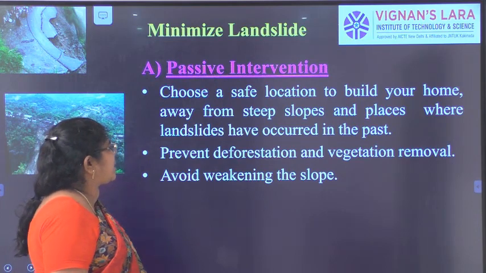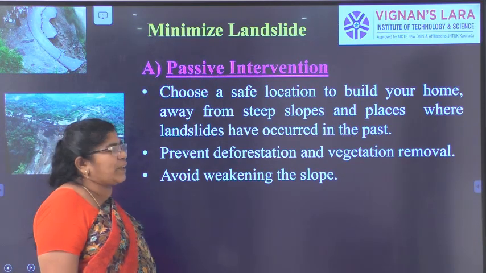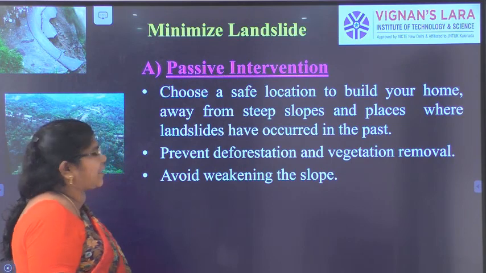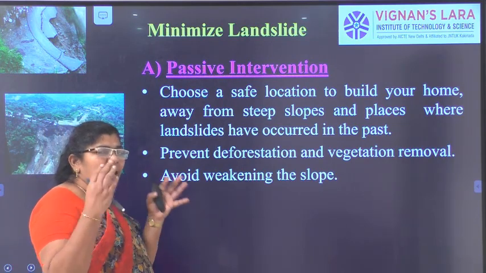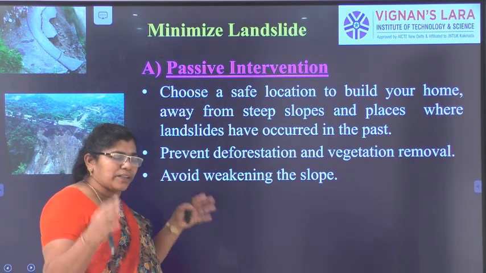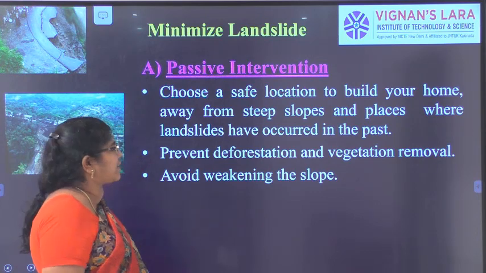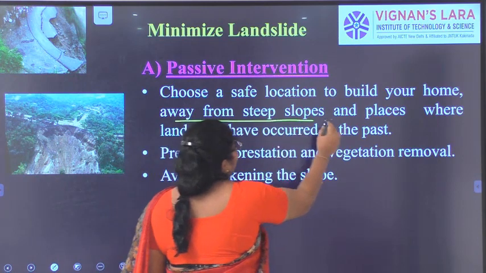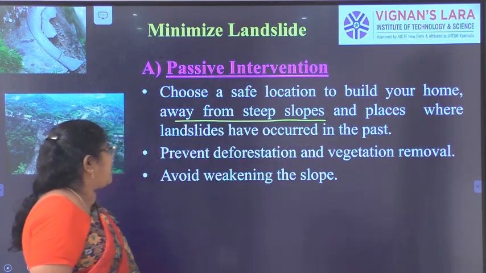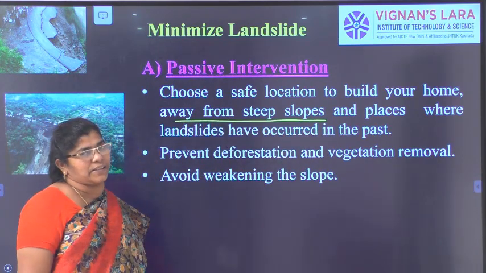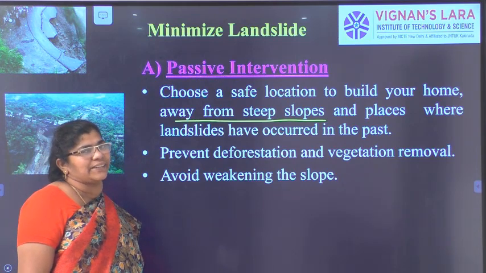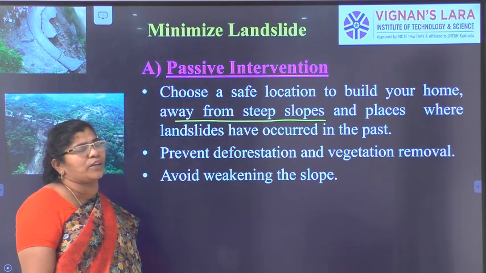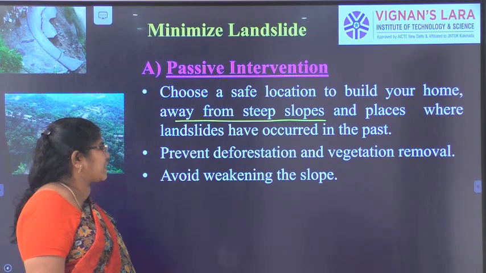So the first one is the passive intervention. There are active and passive interventions. Passive is the long term, that is not movement, it is not rotating, it has to be standstill. So choose a safe location to build your home away from the steep slope and places where landslides have occurred in the past. If there is any history of landslides, then we should not go and build houses or any structures there.